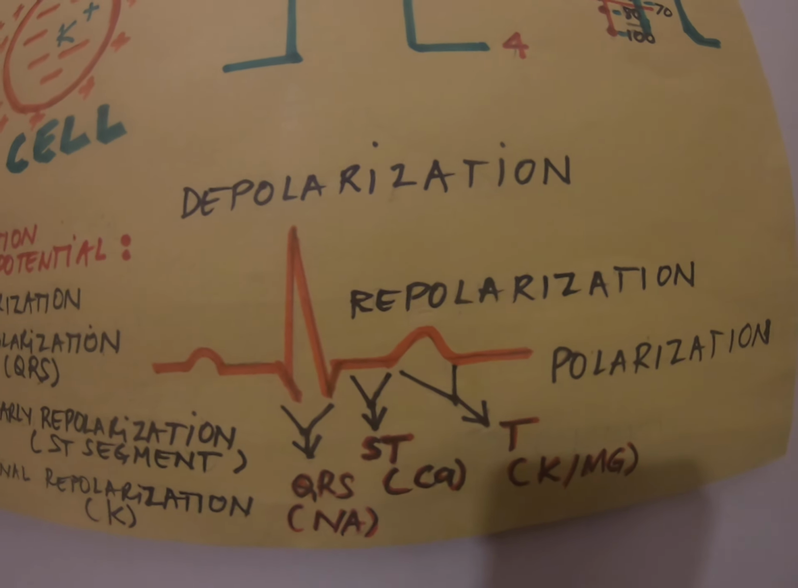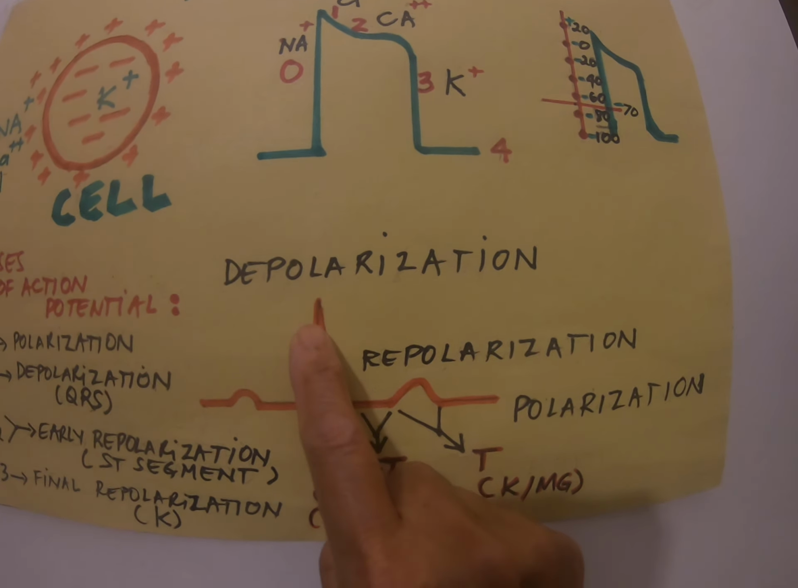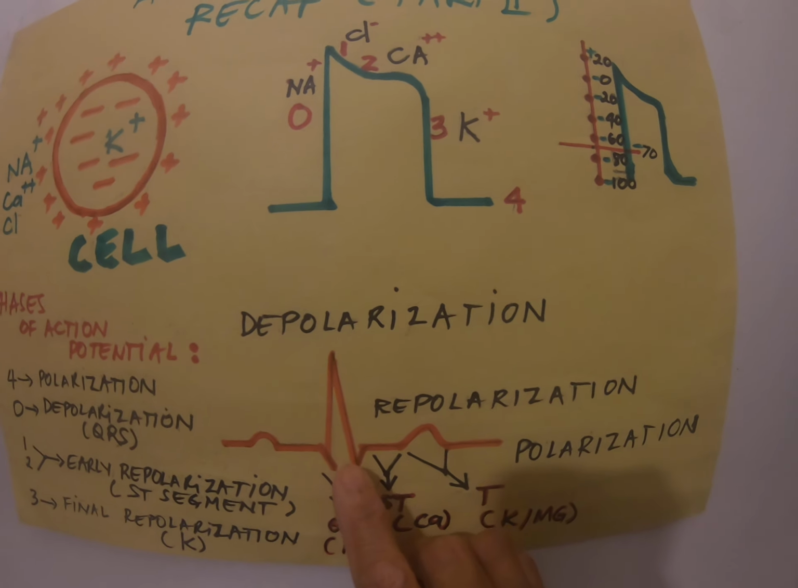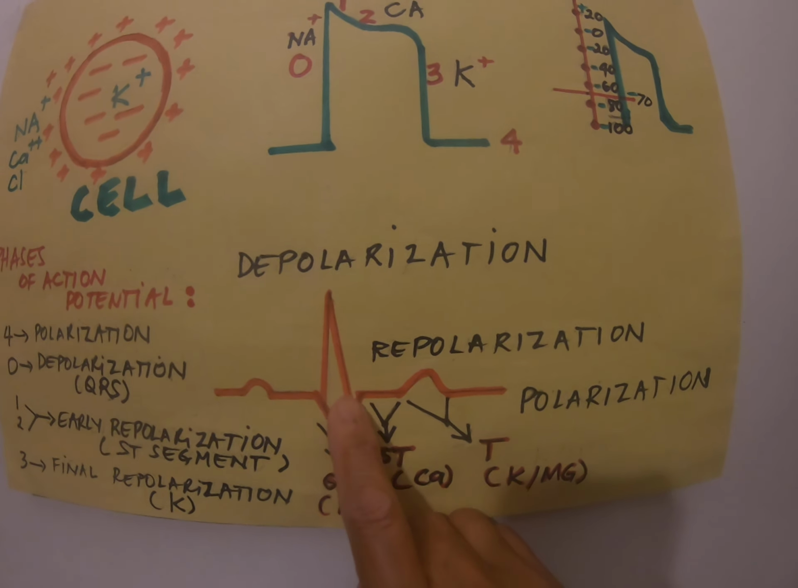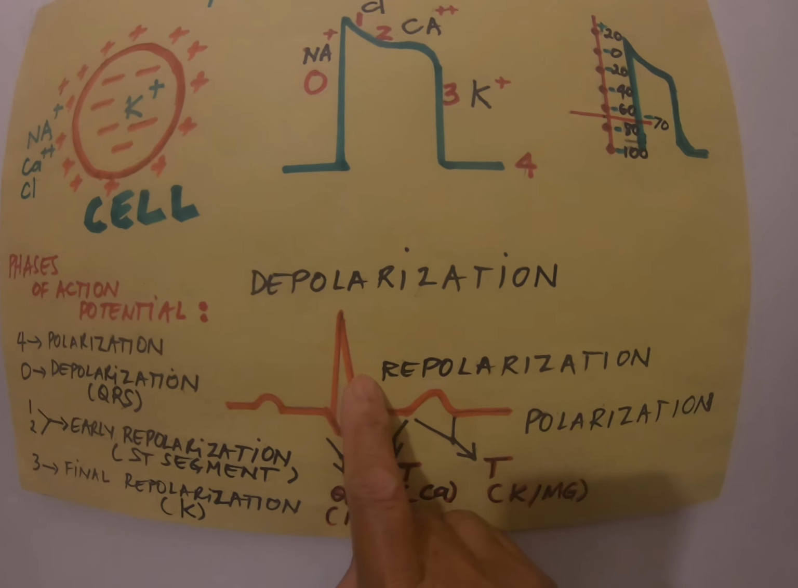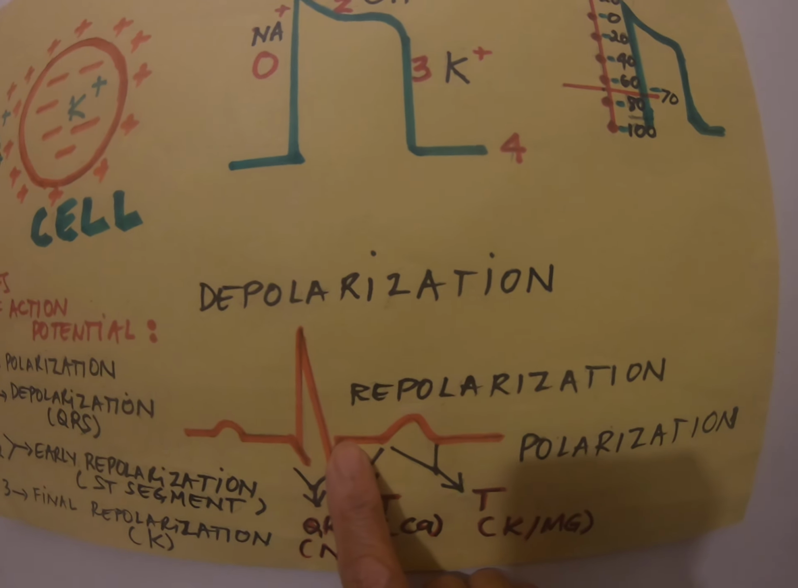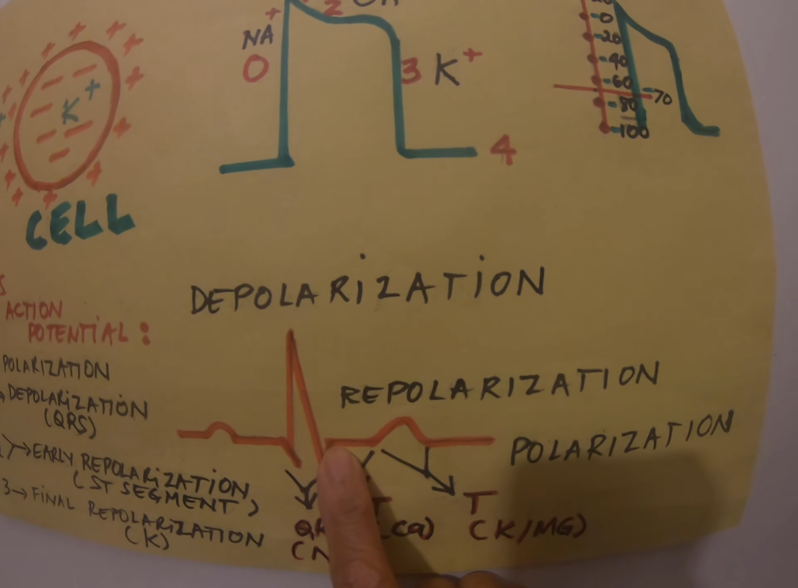So going down, when we say depolarization, now let's talk about the ECG in here. This is the ECG. So depolarization in here, when the sodium gets in, you see this QRS, okay? When you say repolarization here, you see the ST segment. So the ST segment comprises number 1, number 2. Okay, that is the ST segment.